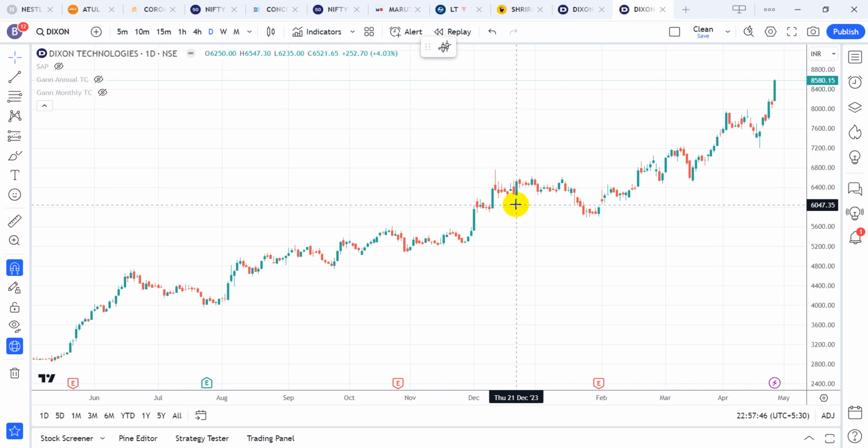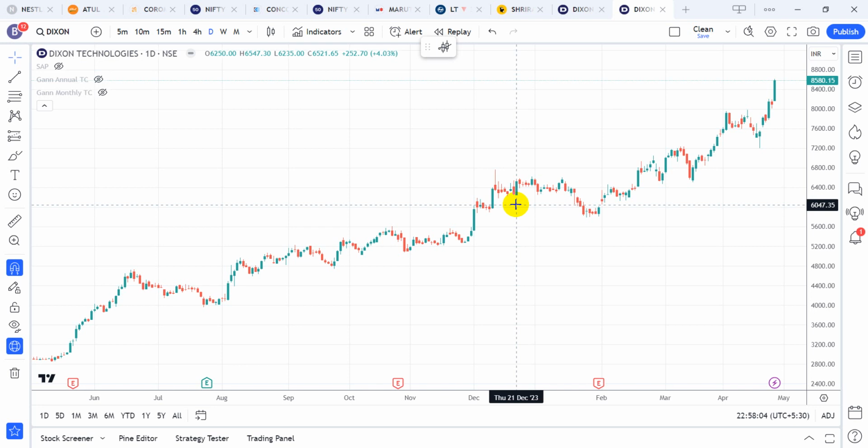Hello friends. In this video we'll discuss three TradingView indicators which we have developed, which we are using for positional trading and swing trading. We don't use them for intraday trading. These levels are constant.